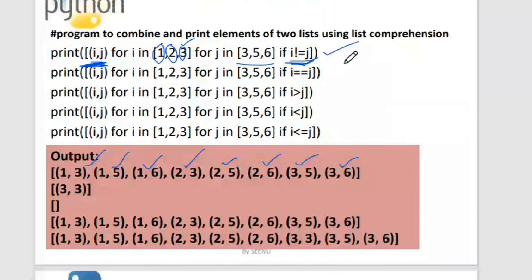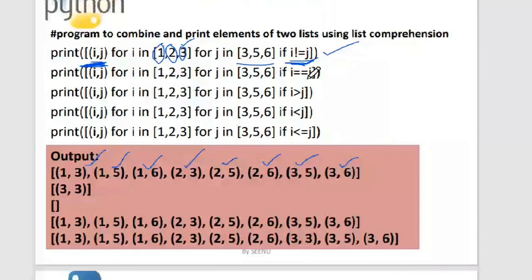Coming to the next print statement, I gave a condition that i is equal to j. There is only one combination over here which is equal, that is 3 comma 3. So it is printing 3 comma 3. This is the outcome of the second print statement.